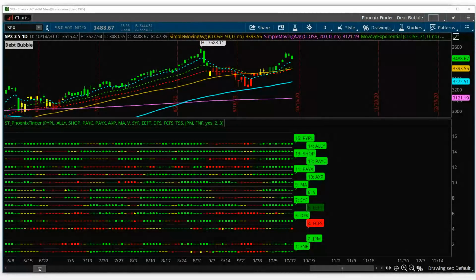Do you need to use Thinkorswim? So the Phoenix Finder currently works in Thinkorswim and TradeStation.